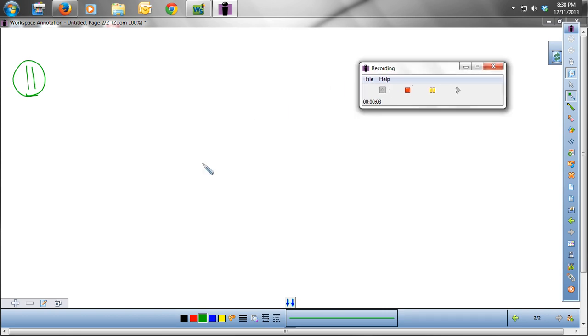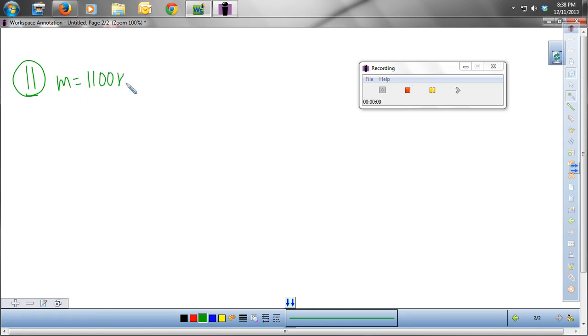Okay, so we're going to look at number 11. So number 11, we have a car of mass 1,100 kilograms, and it's going to negotiate a circular turn. It's going at a speed of 95 kilometers per hour, and that's 26.4 meters per second. And the radius of the curve is, I think, 345 meters.